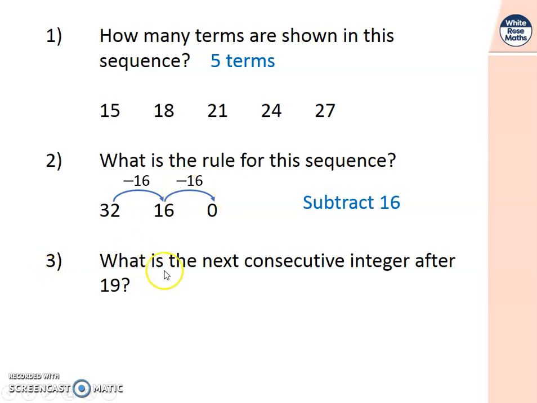And number 3 sounds posh, but it's actually really, really easy. It says, what is the next consecutive integer after 19? Now we should recognise the word integer from previous learning. It means whole number. And consecutive means what comes straight after it. So what is the next whole number straight after 19? That's easy. 20. So the next consecutive integer after 19 is 20.